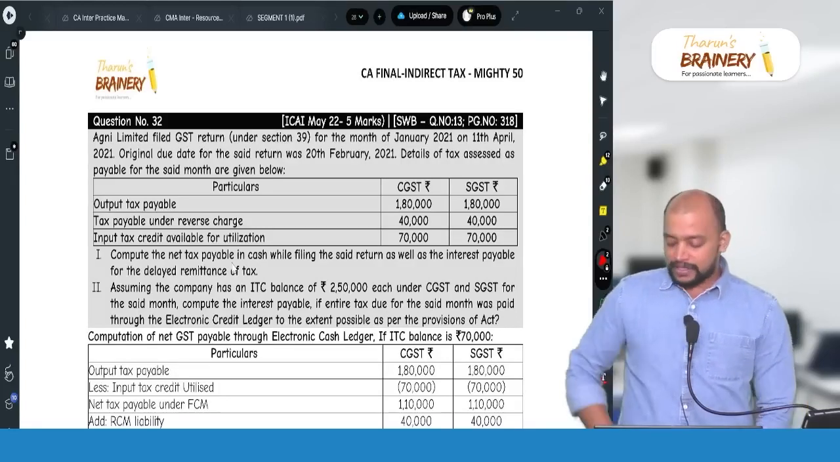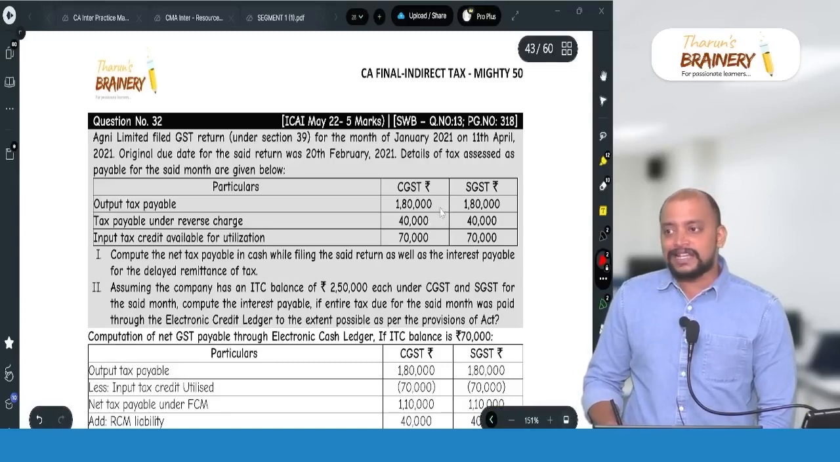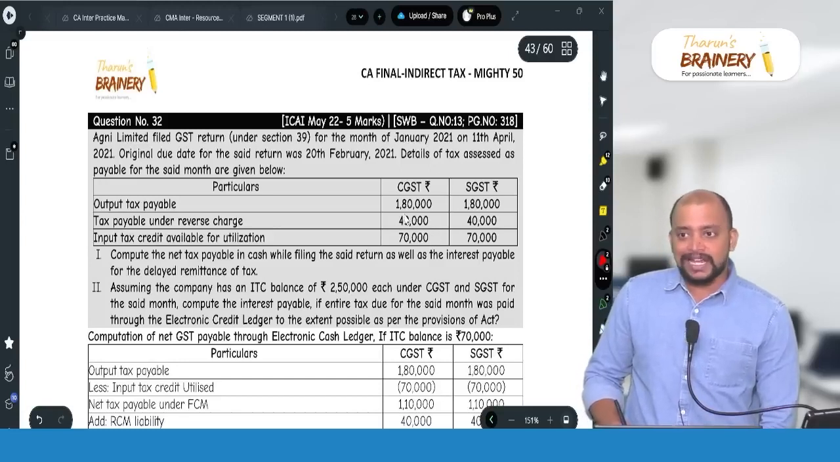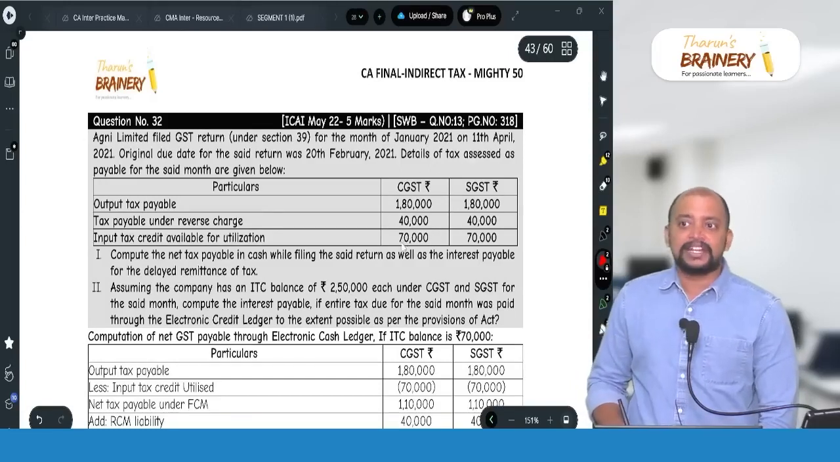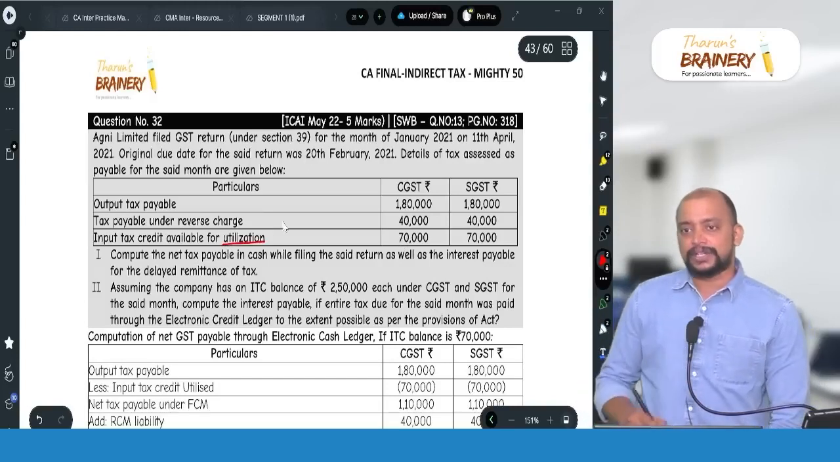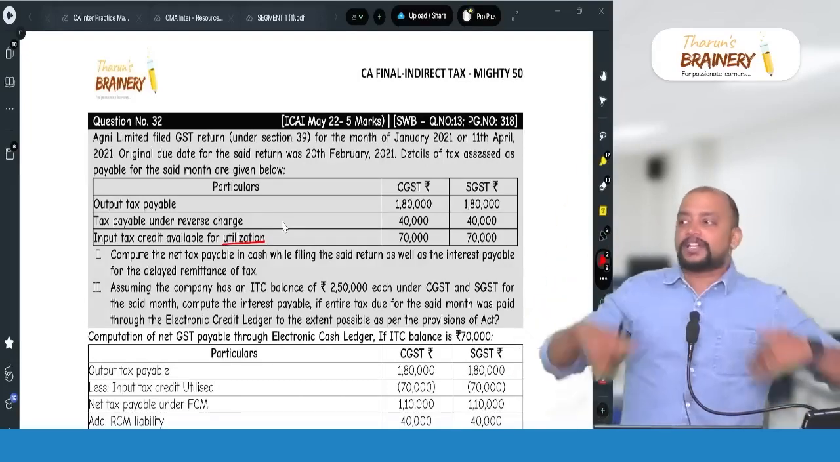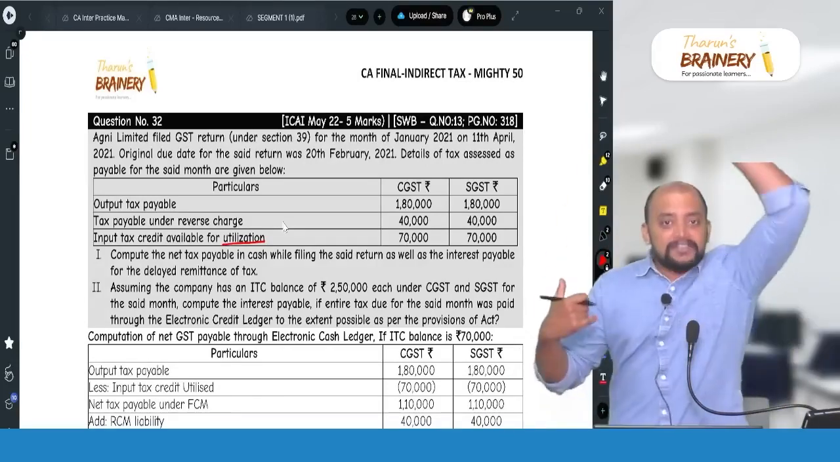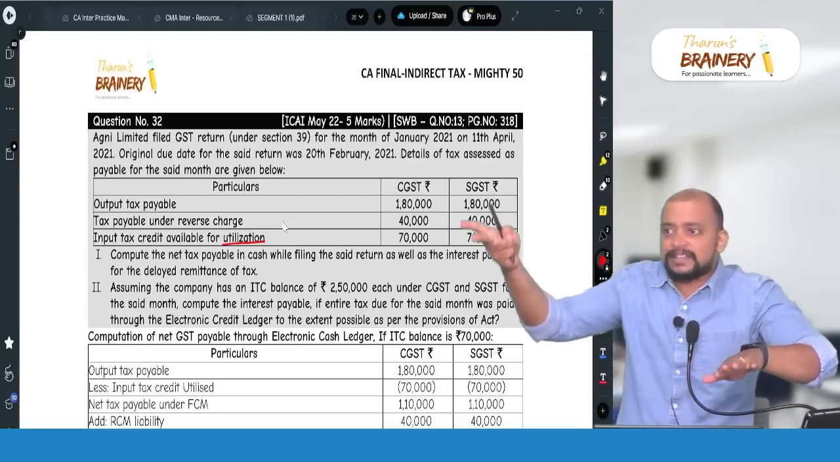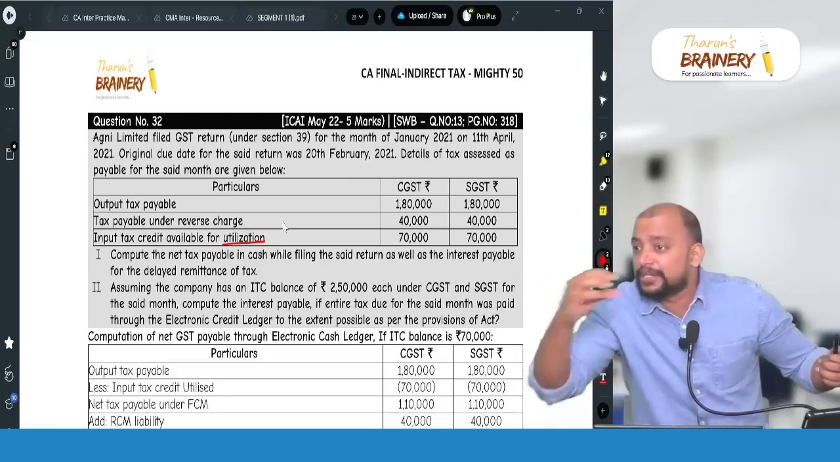Now, you may get a doubt. Sir, whatever we paid under RCM, we can take as ITC. Then 70 plus 40, 1,10,000, and 1,80,000 minus 1,10,000 only we should do. They use the words input tax credit available for utilization. Utilization means what? While computing 70, they already took 40. Not only 40, everything they took, they reversed the exempted. So balance credit available for utilization means the final step we do now.